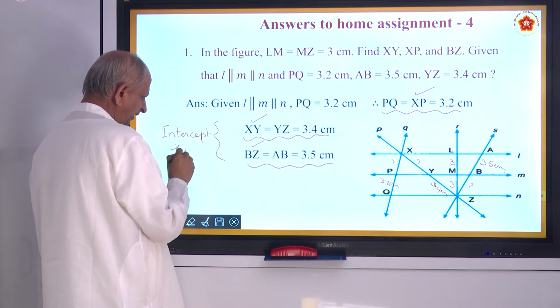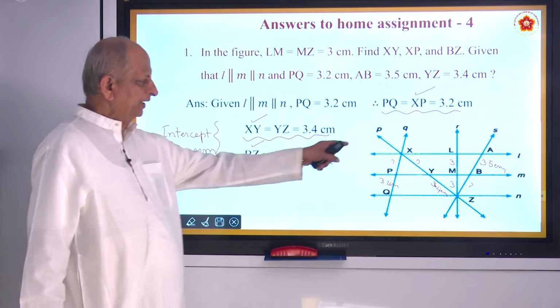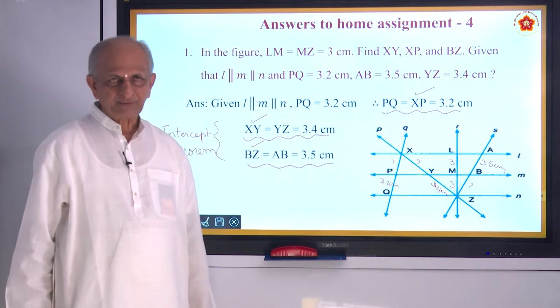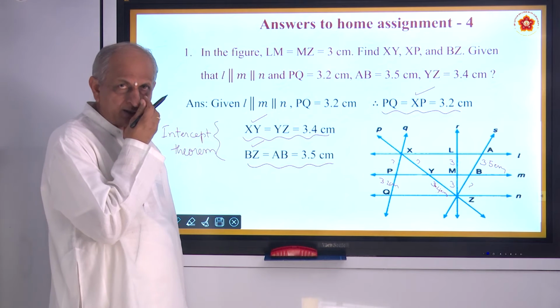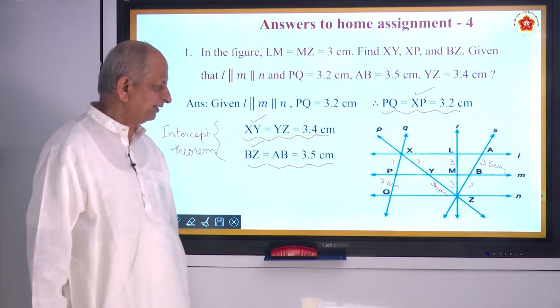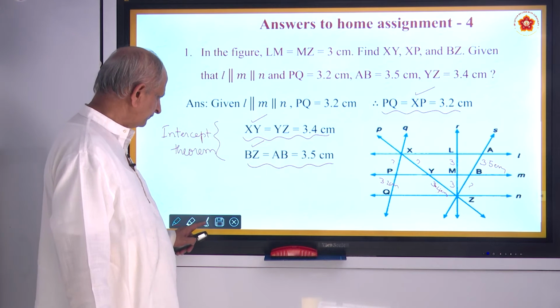By the intercept theorem, what does the theorem say? If three or more lines are cut by a transversal, and the intercepts made by one transversal are equal, then the intercepts made by the others will also be equal. That is called the intercept theorem.